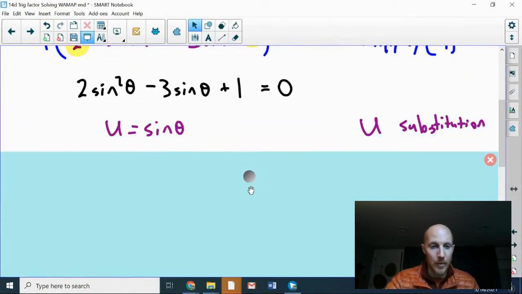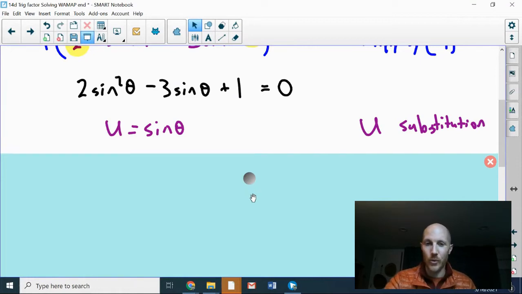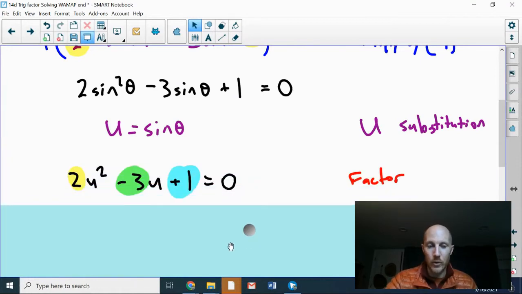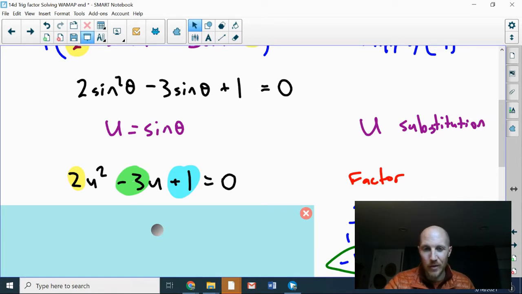So I am going to make a u substitution first of all, get rid of that sine of theta just temporarily and change it to a u. So I got 2u squared minus 3u plus 1 equals 0. And now I can factor. So I've highlighted all my constants. I got to multiply the yellow and blue together, that leading coefficient together with the constant to get 2. And then I make my list of factor pairs that would multiply to get 2. Select out of that list the pair that is going to add together to give me the green center constant.